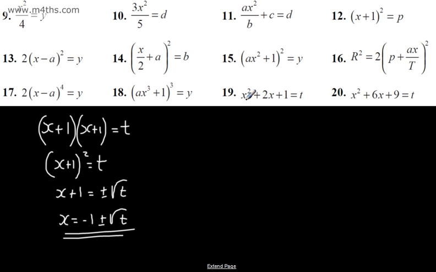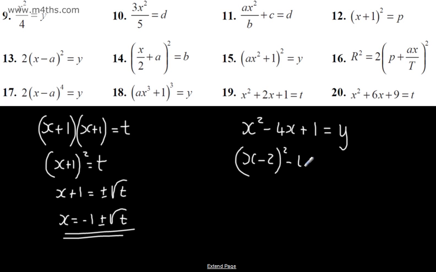Alternatively, if this didn't factor, we could have completed the square. So let's say I had x squared minus 4x plus 1 is equal to y. Now let's say we were asked to make x the subject of this equation. We can't factor this. So completing the square, x minus 2 all squared minus 4 plus the 1 is equal to y. So x minus 2 all squared minus 3 is equal to y.